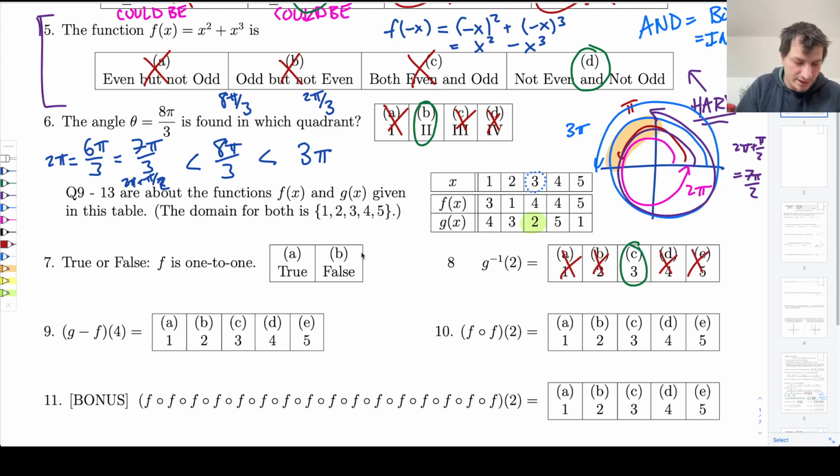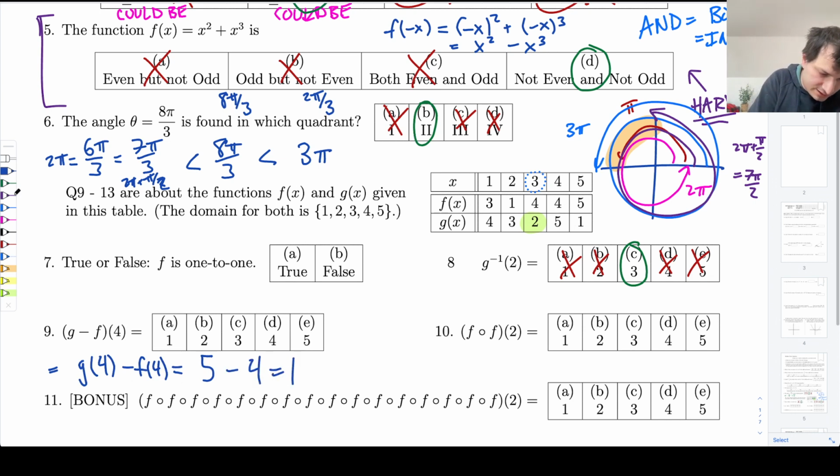All right, that was question 8, which about half the people got. Question 9 was really well done. What is g minus f of 4? G minus f is a new function you get by subtracting f and g. So g minus f of 4 is equal to g of 4 minus f of 4. G of 4 was 5, right? Looking at this table. And f of 4 is 4. So 5 minus 4, which is 1. So that was really well done.